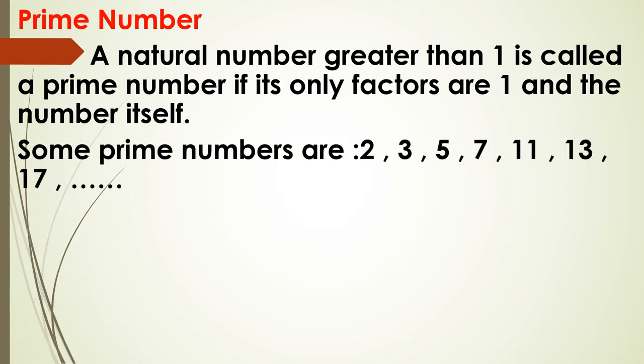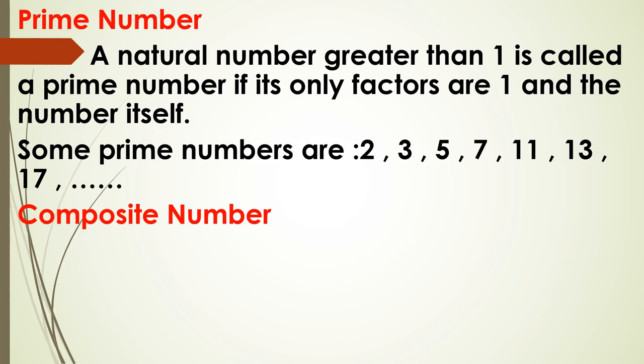Now see examples of prime numbers: 2, 3, 5, 7, 11, 13, 17 and many more. So how can you check? By finding the factors of that number. If the factors are 1 and the number itself, then that number is a prime number, otherwise not.